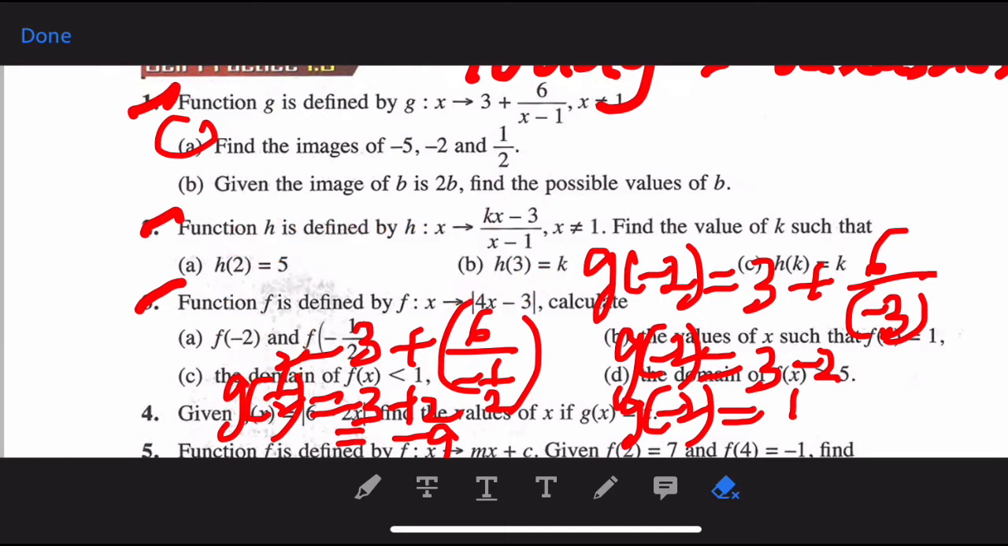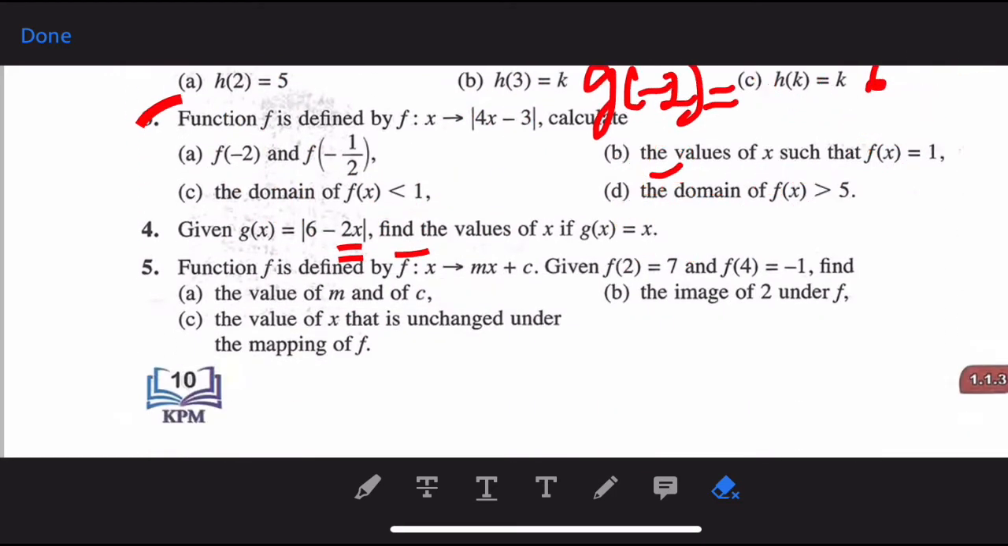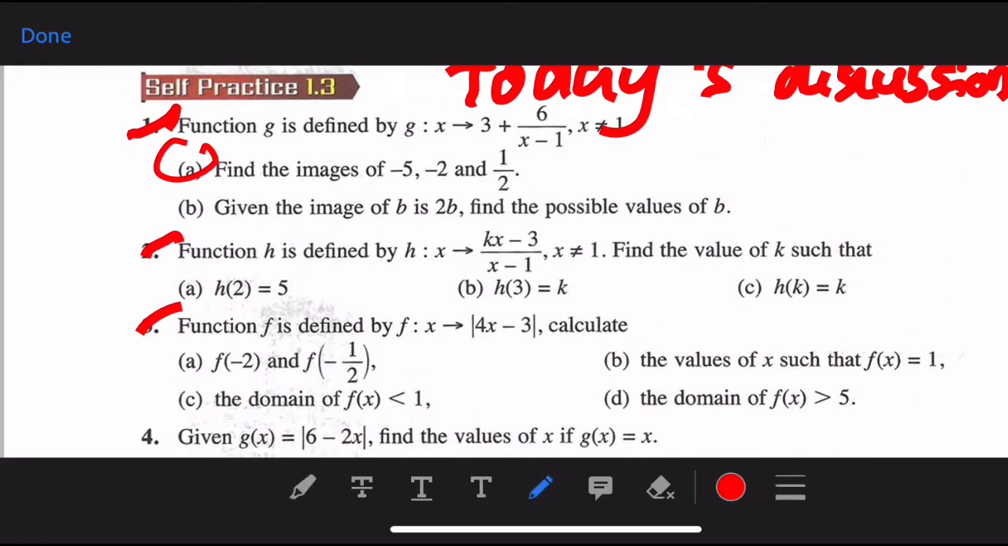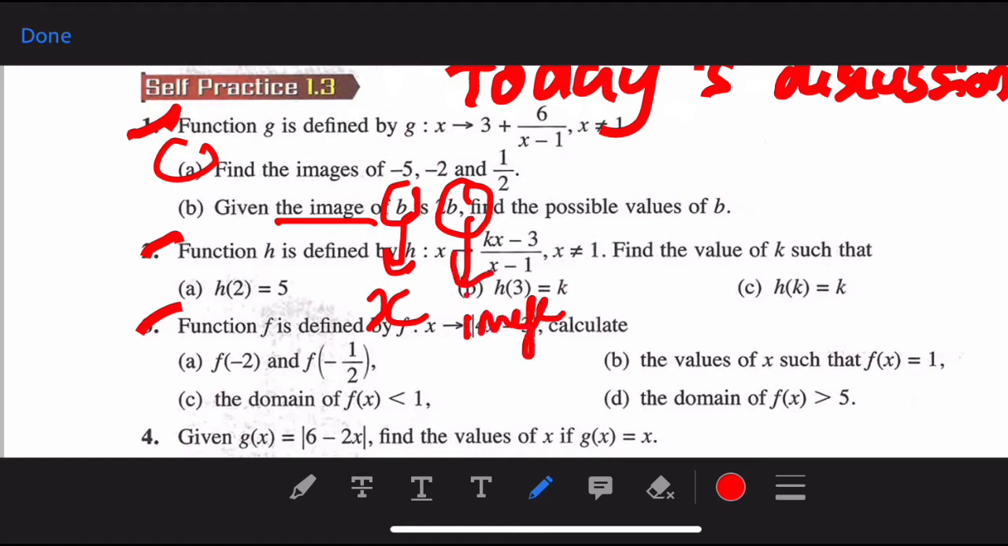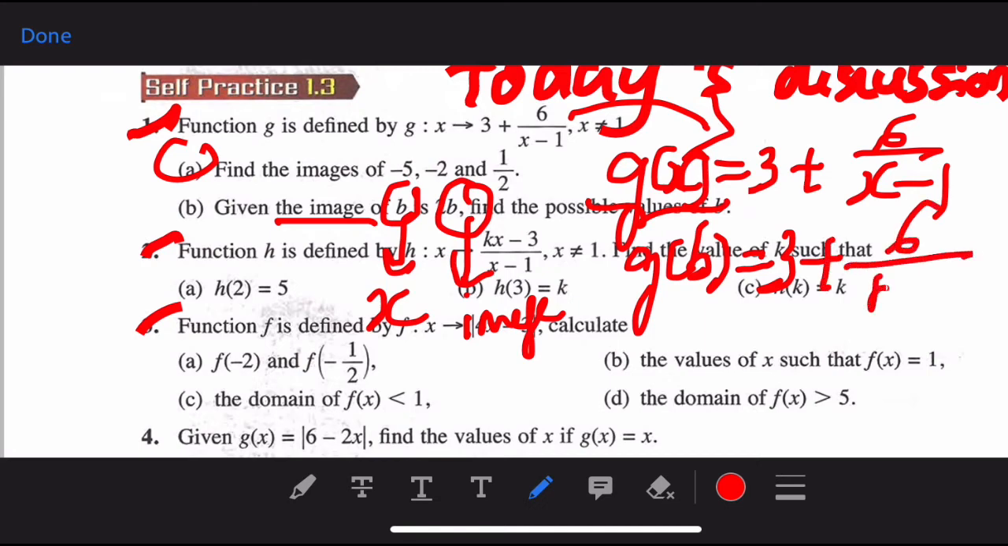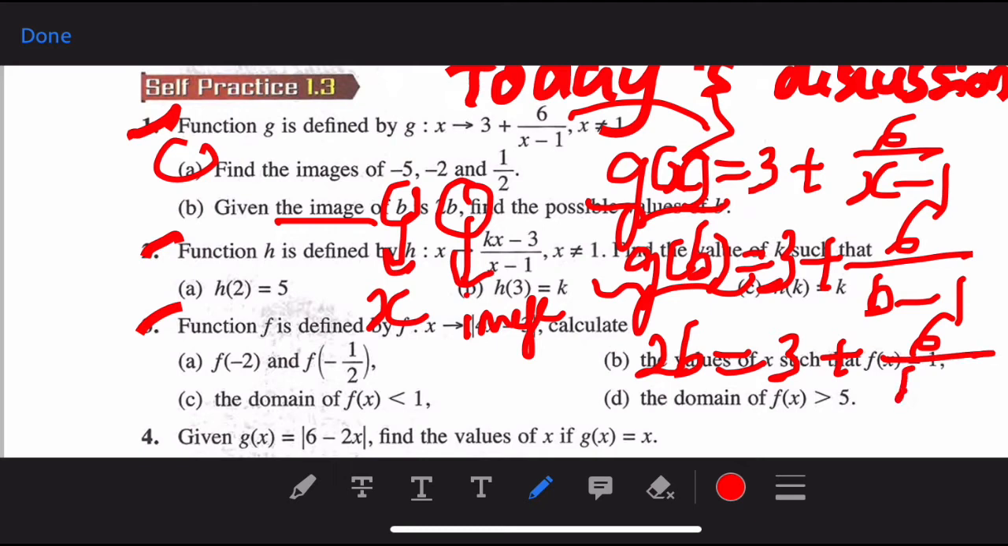Now I want to discuss part b. For b, they say given the image of b is the object, then the image is 2b, right? That means for g(x) is 3 plus 6 over x minus 1, we write the equation again. This one is g(b), the object is b. When you see the x, you will substitute with the b because x is the object and g(b) is the image. So the image 2b is equal to 3 plus 6 over b minus 1.